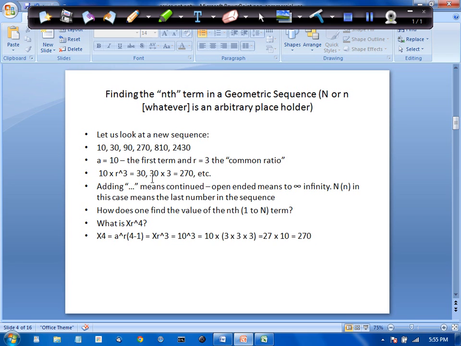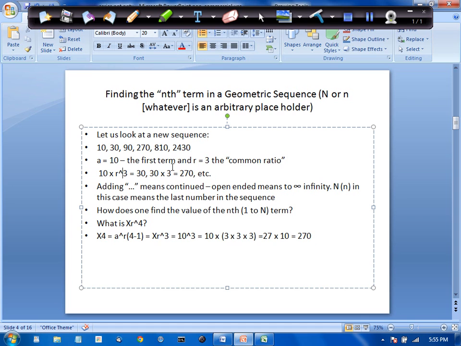10 times r to the 3. That's not right, so that's a good one. We picked that. It should be 10 times r to what? 1. 3. And if we did do 10 times r to the 3, it would be 3 times 3 times 3 equals 270. I actually corrected that below. Adding these three dots means continued. Open-ended means continued to infinity. And this is the infinity symbol. We all know that to be like an 8 lying on its side.